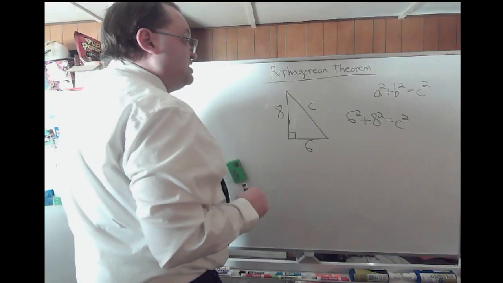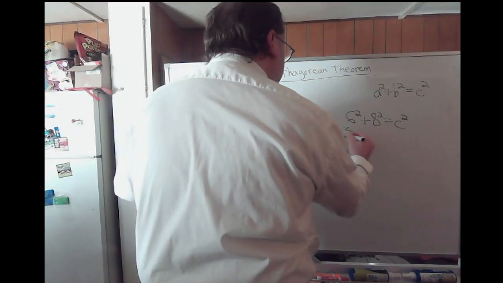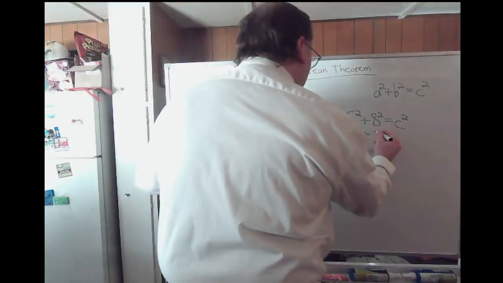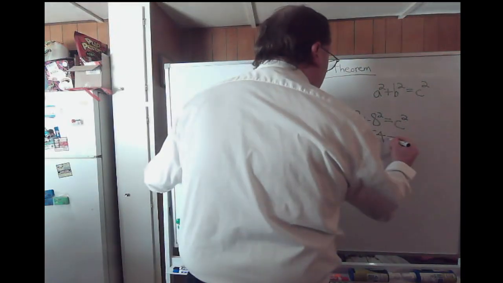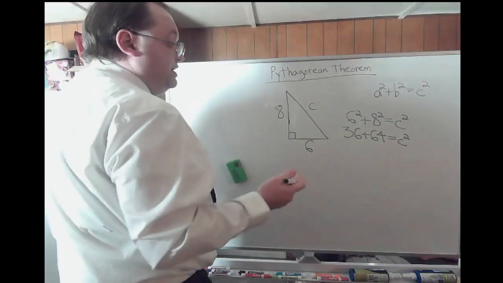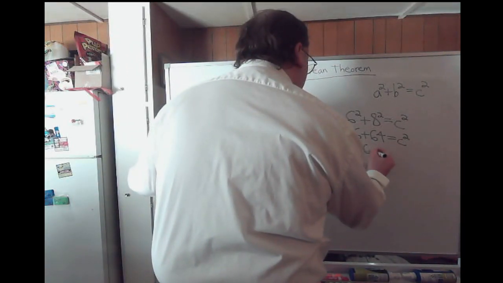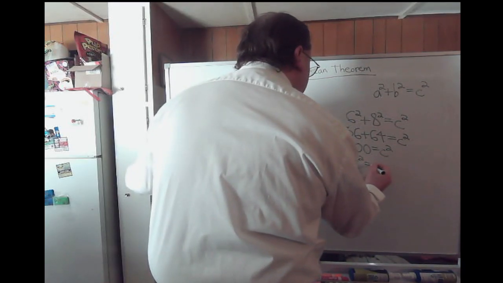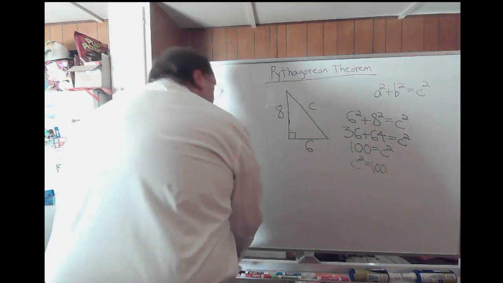Again, order of operations dictates we do the exponents first. So 6 squared, that's 36, plus, what is 8 squared? That's 64, which is still equal to C squared. We don't know what C squared is. So, of course, on the left side, we're going to do the addition. 36 plus 64 turns out to be 100. You'll have 100 is equal to C squared, which we can rewrite as C squared equals 100. To make our lives a little bit easier. Okay?